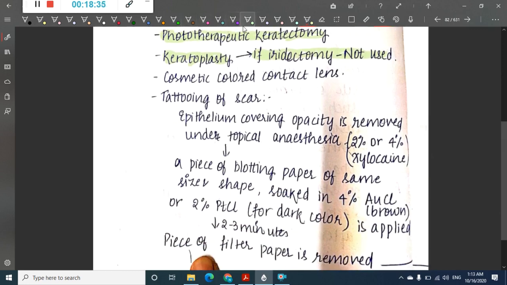Okay, there is something called tattooing of scar. Here, first you will remove the epithelium which is covering the opacity under topical anesthesia, and you put a small piece of blotting paper of the same size and shape soaked in 4% AuCl or PtCl, and it is applied for 2 to 3 minutes, and this filter paper is removed. So that scar which is there, you can find out easily.